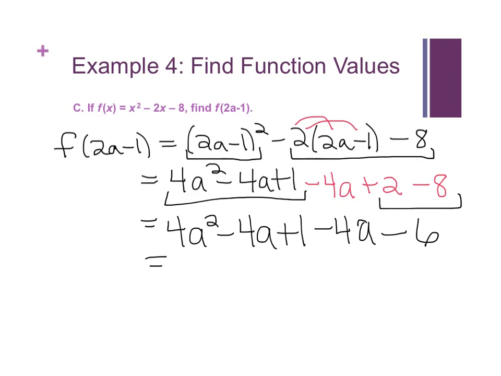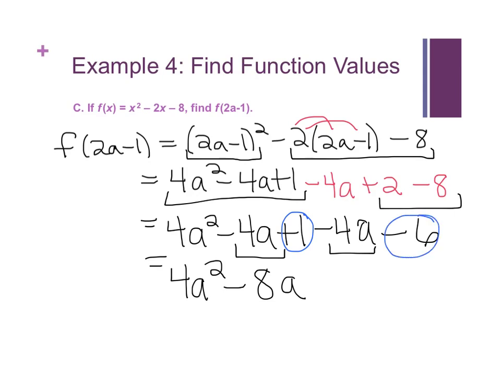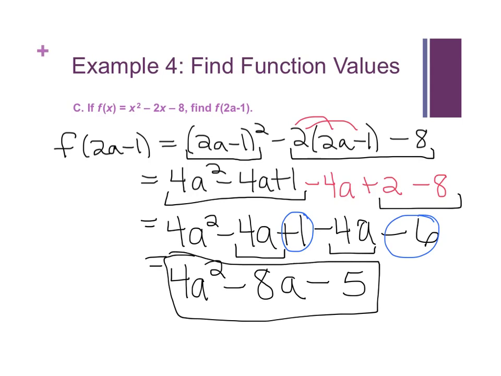Okay, combining like terms here, I see I have a negative 4a and a negative 4a, which give me negative 8a. So I have 4a squared minus 8a, and then I have positive 1 and a negative 6. If I combine those, positive 1 minus 6 gives me a negative 5. And that is my final answer when I evaluate the function x squared minus 2x minus 8 for the value of 2a minus 1.